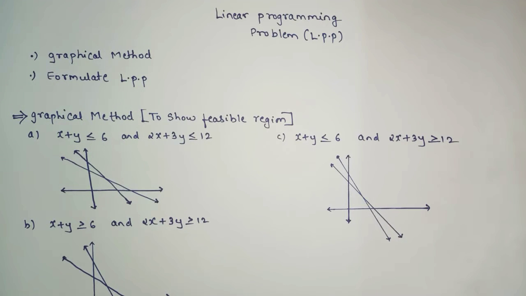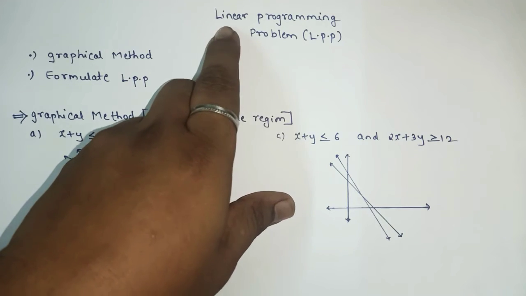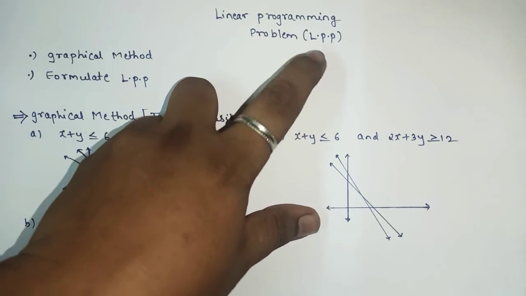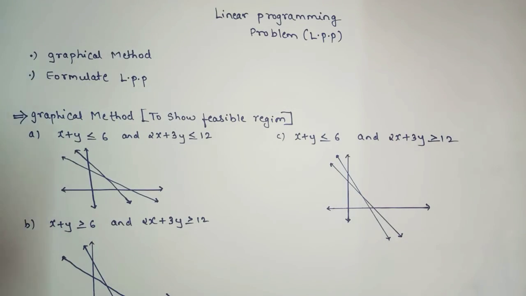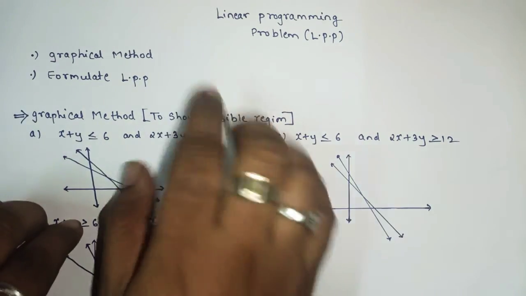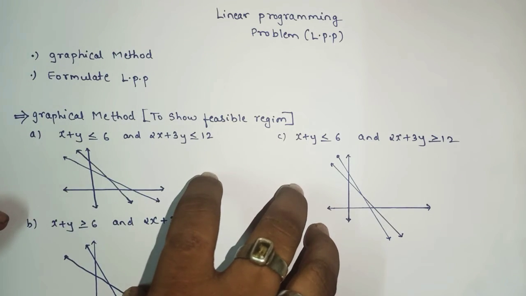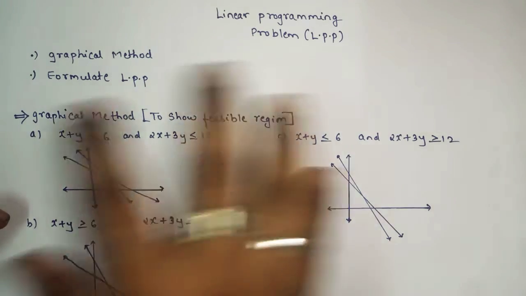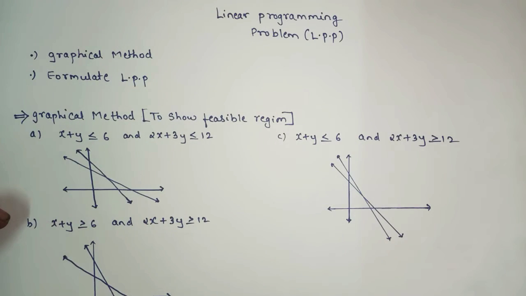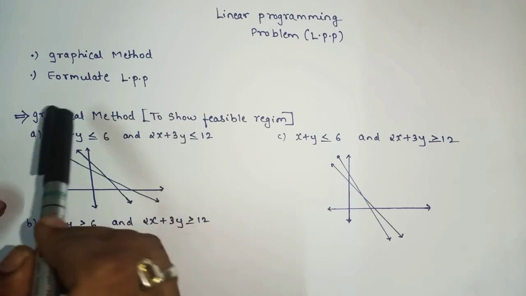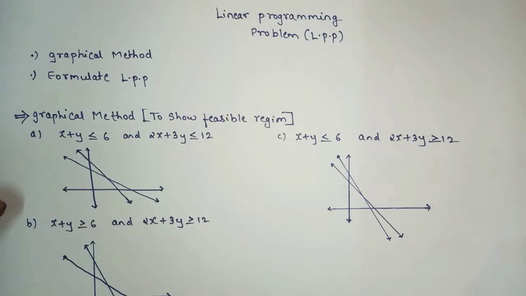Hello students. So now in this lecture we're going to start a new chapter. The name of the chapter is linear programming problem, in short we can say LPP. The chapter is very easy and interesting, and we'll divide it into two groups, as it contains 2-3 exercises. Type number 1 is graphical method and type number 2 is formulate LPP.